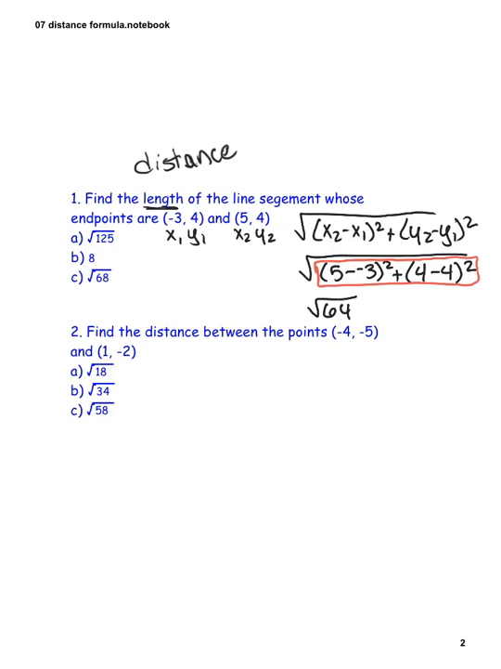Now, if I look at my multiple choices, none of them say radical 64. However, if you type radical 64 in the calculator using the radical sign, you will get the number 8. I don't know why that changed on me. So that is your answer.